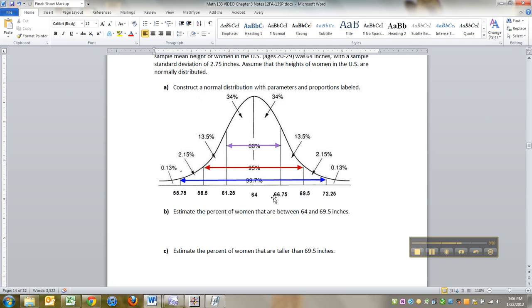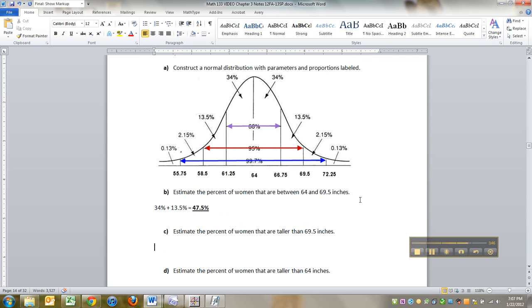All right, so what percent of women are between 64 and 69.5? Well, that's this section right here from 64 to 66.75 plus the next section from 66.75 to 69.5. So that'd be 34% plus 13.5%, which would make a grand total of 47.5%.